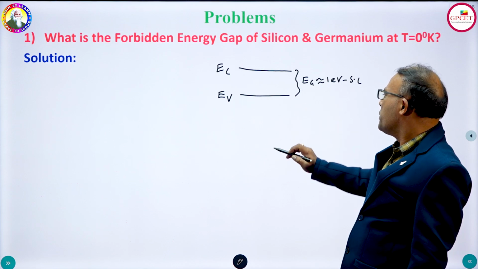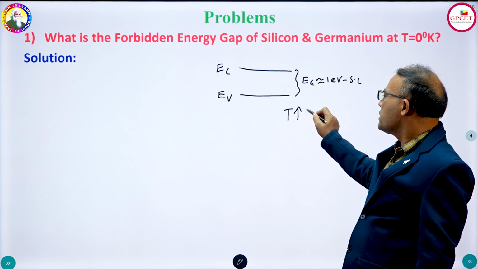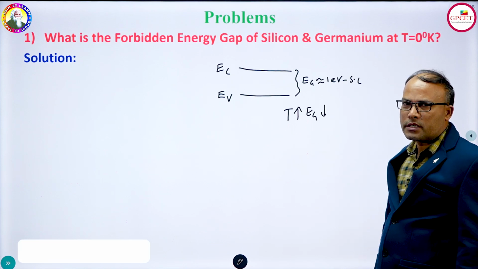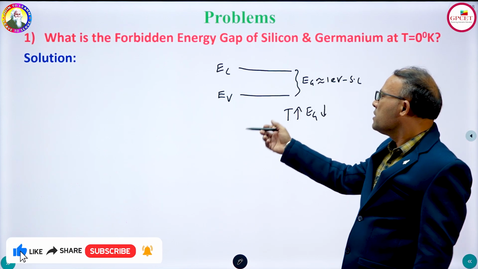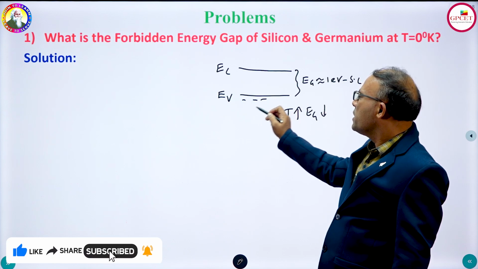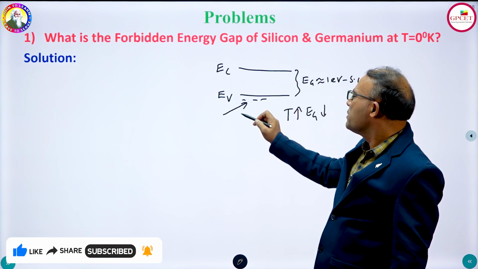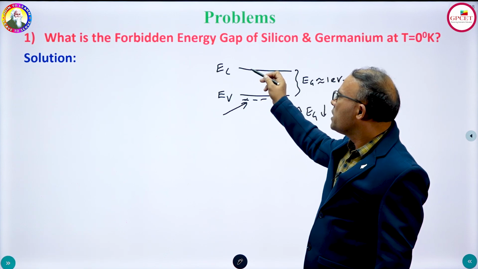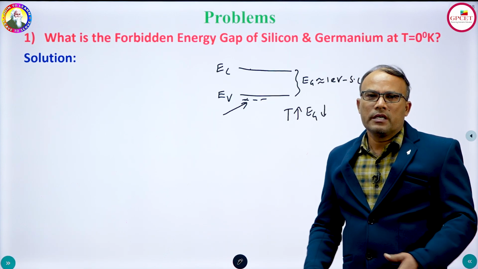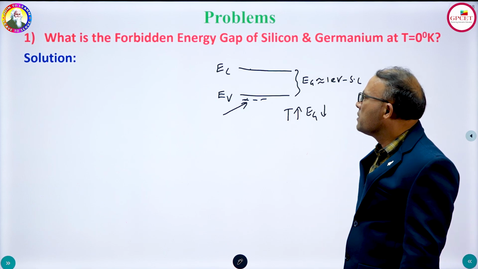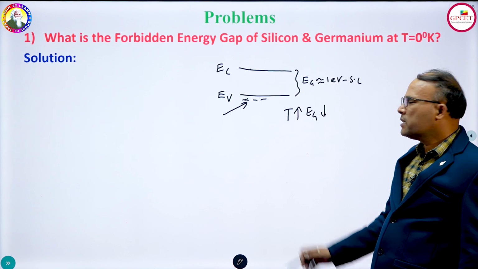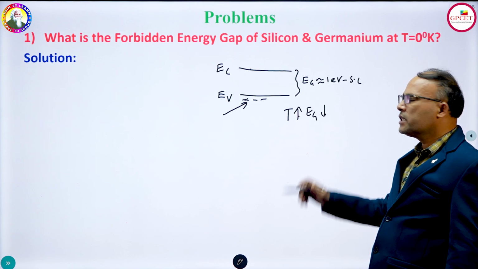So energy gap depends on temperature. As temperature increases, definitely energy gap decreases. The simple reason is, if electrons are present in the valence band and temperature is applied, which is nothing but energy, then electrons jump from the valence band to the conduction band, where the energy levels are occupied. So therefore energy gap decreases. So I can say that as temperature is increased, energy gap decreases here.